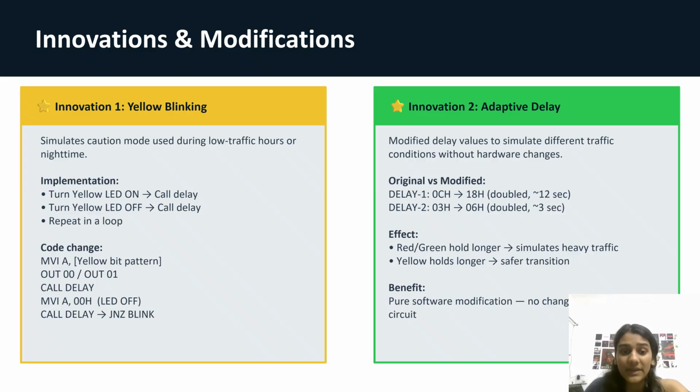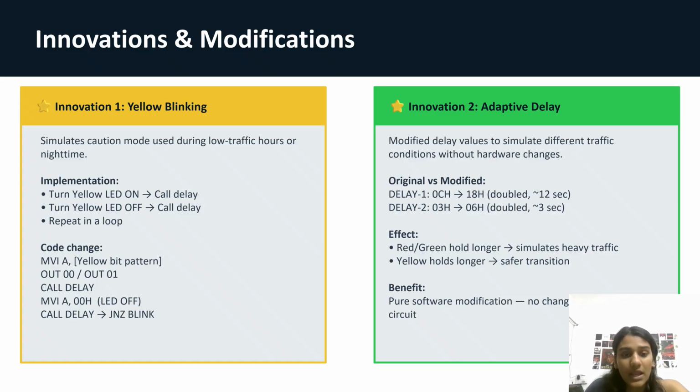So, along with the basic traffic control system, I implemented a few modifications to make the system more realistic and flexible. First, I implemented a yellow blinking mode, which simulates caution signals used during low traffic conditions like nighttime. Instead of keeping the yellow LED continuously on, I made it blink on and off repeatedly. This is implemented by turning the yellow light on, calling a delay, turning it off, calling the delay again, and repeating this in a loop. So instead of increasing the duration, we are creating a blinking effect using alternating on-off states.